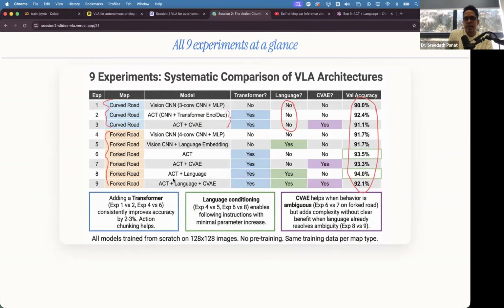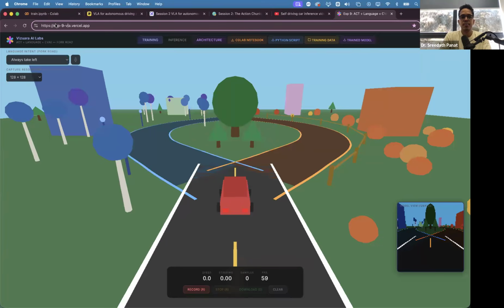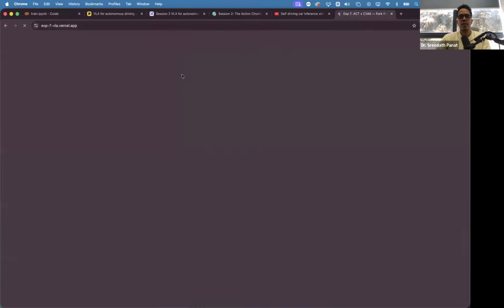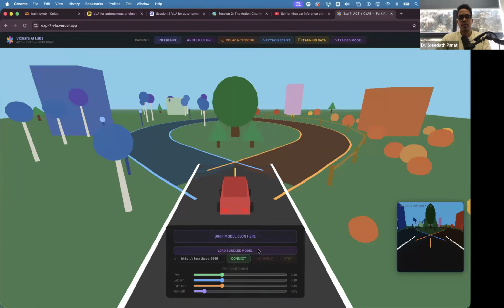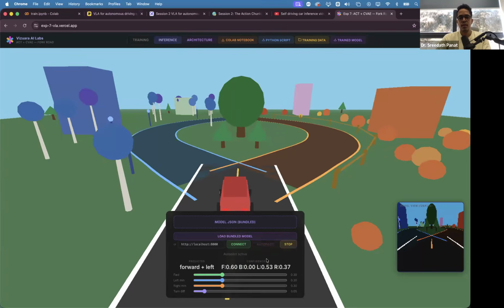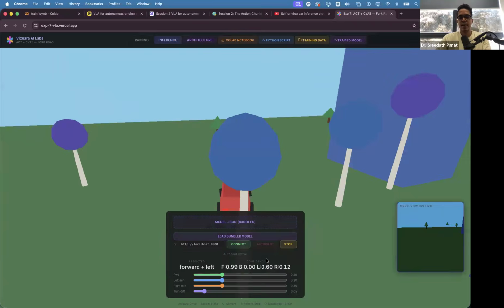The best model is this guy, action chunking transformer with language, with conditional variational autoencoder. Not in terms of validation accuracy. In terms of validation accuracy, it is a bit low. But in terms of real inference, this guy performed the best. In inference, for me, in fork road, this was really bad, if I'm not wrong, although the validation accuracy was very, very good. In inference, this guy was driving very, very bad. If I'm not wrong, I can just quickly check. Experiment number 7. Yeah, you see, it was really bad inference.